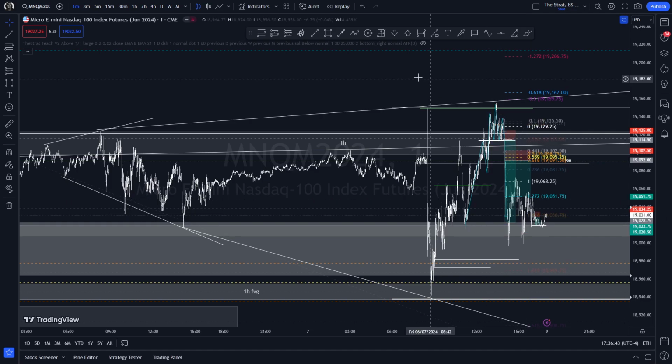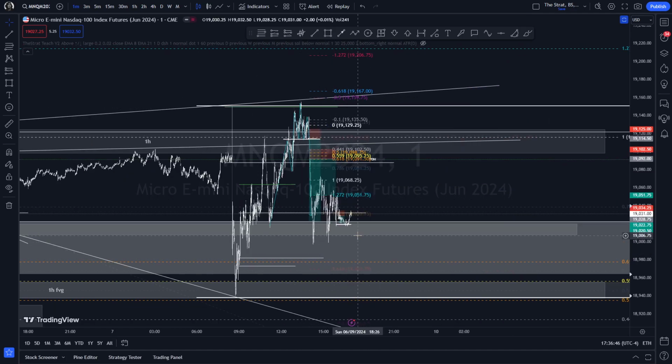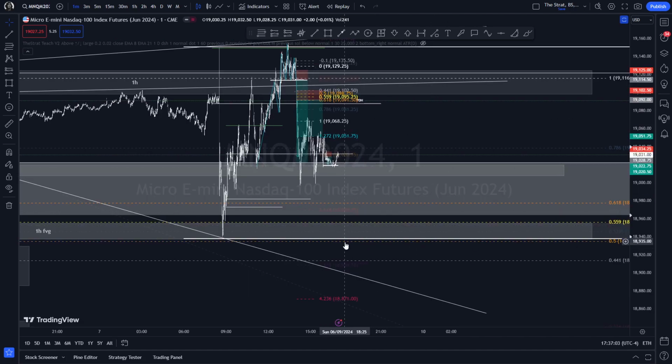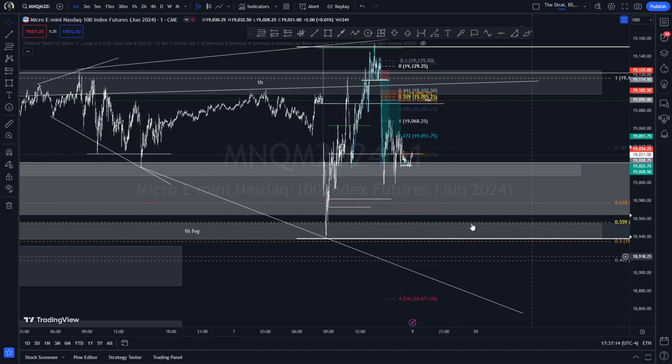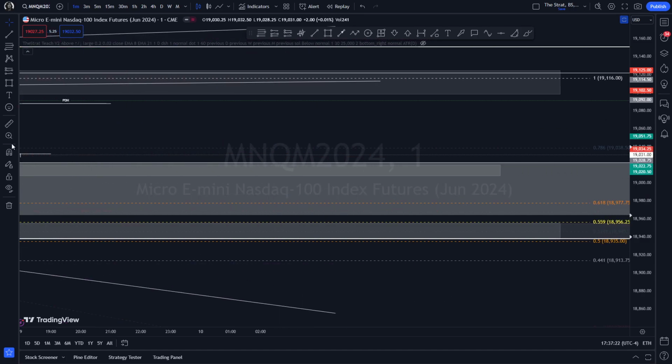So we can either get a continuation to try to retest the high, or try to take out this low before running the high again. If we do take out this low and we break below and continue down, from a lower high to a lower low, then we know that the next area of support is going to be somewhere around here, or within the 50% area.